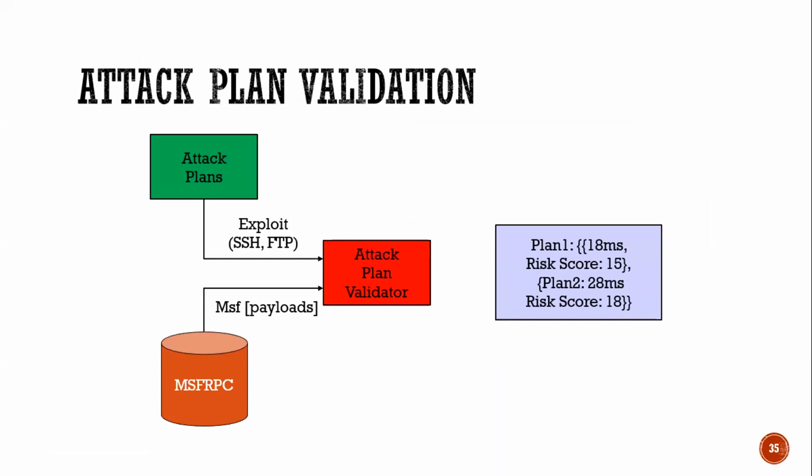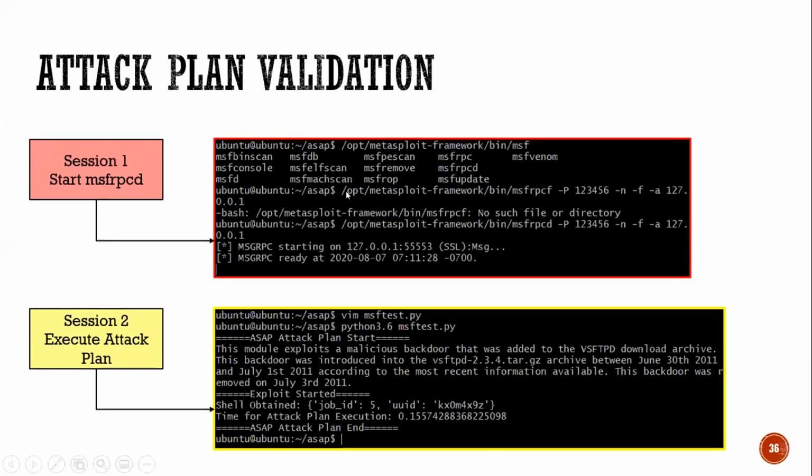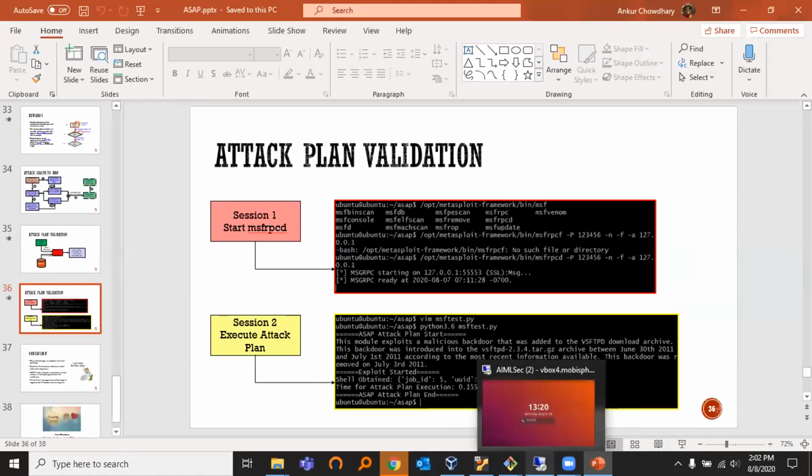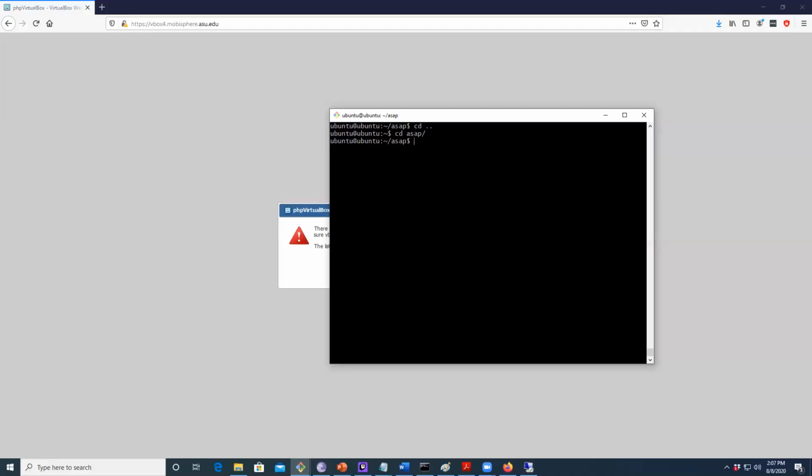So for the validation of the attack plan, like if the attack plan says to first exploit SSH and then FTP, we have MSRPC, which is a daemon of Metasploit, running, and basically it uses Python scripts to execute different plans and tells us the cost of running different attack plans, like how much time it took for different attack plans. So for MSRPC, you will need to have one MSRPC session running in one window, and then in another window, you will execute your attack plan and see how it goes. So let's look at the demo.